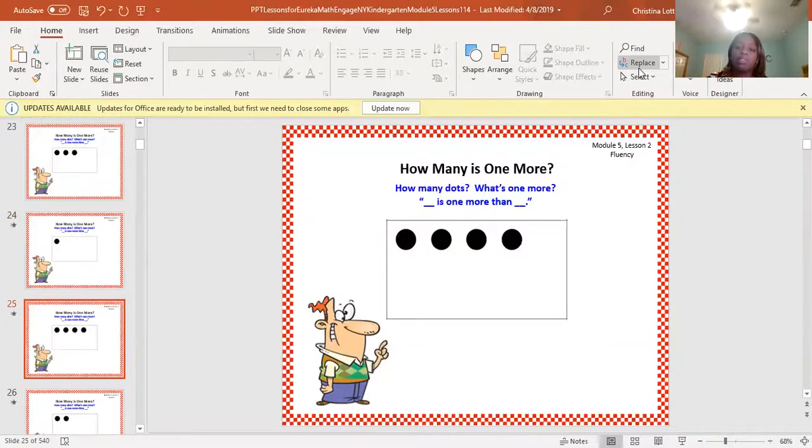I see 4 dots, so what is one more than 4? Remember, you can always use your hands if you need a little help with figuring that out. Start with 4, add 1 more, so you should have 5. So our sentence stem should be 5 is one more than what? 4. Good job. Next one. I see how many dots? 2. Good. And what's one more than 2? Good. So we have 3 is one more than 2.